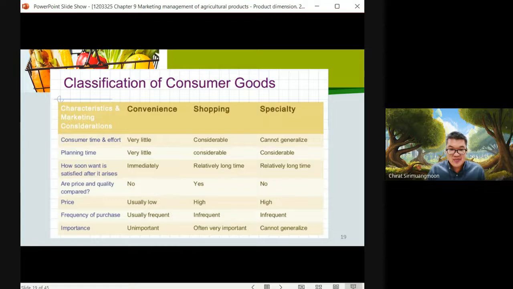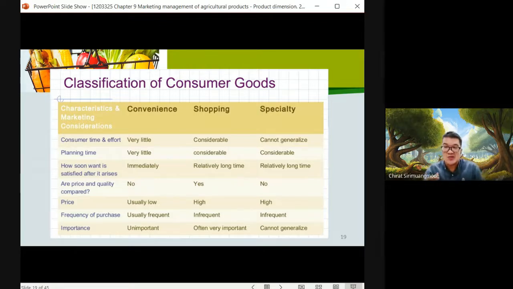How about the price and quality compare? As we just talked, only shopping products have to compare the price and quality. Then the frequency of the purchase: for convenience products, it is very often. Shopping products are sometimes not quite often, the same as specialty.